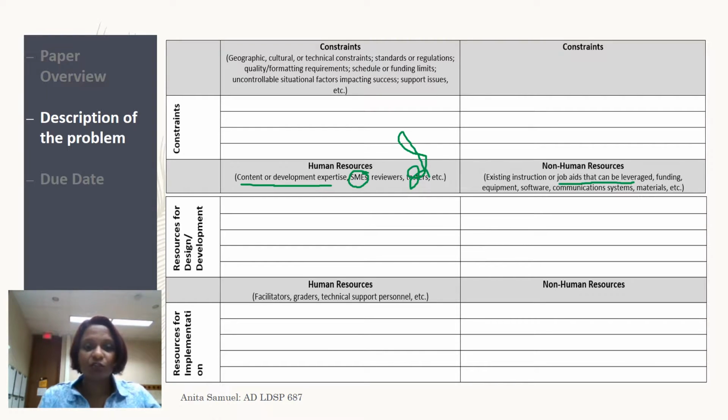For implementation, who's going to be a facilitator? Who is going to provide technical support? Because remember, most times instructional designers, we design the program, but then we're not there during the delivery. So you have to make sure that your program can run even if you're not there. So think of all those aspects when you're working on this aspect of your task 1.